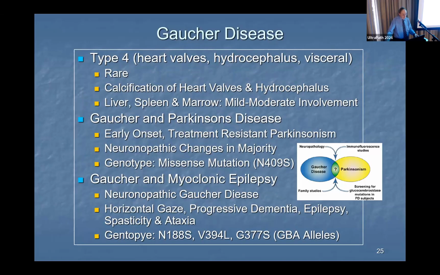There is an association between Gaucher's and Parkinson's disease. With this, typically Parkinson's disease in these individuals occurs early onset. This is basically the adult form, and they tend to be resistant to treatment for Parkinsonism. With this, there are specific mutations associated with this, and also Gaucher's may be associated with myoclonic epilepsy, as noted here.